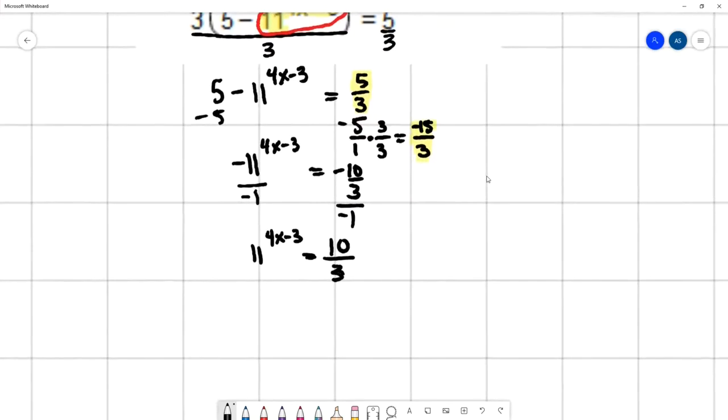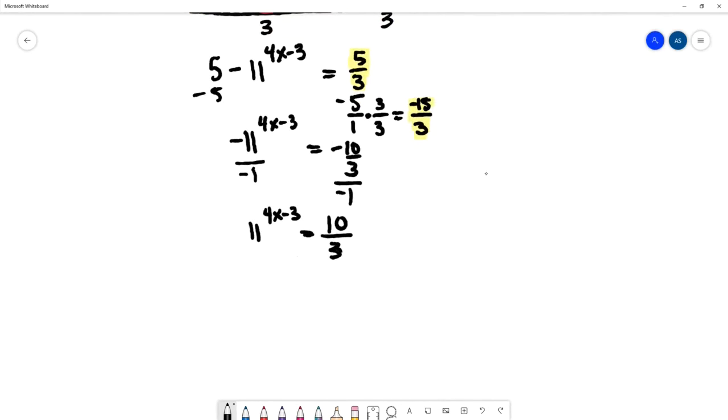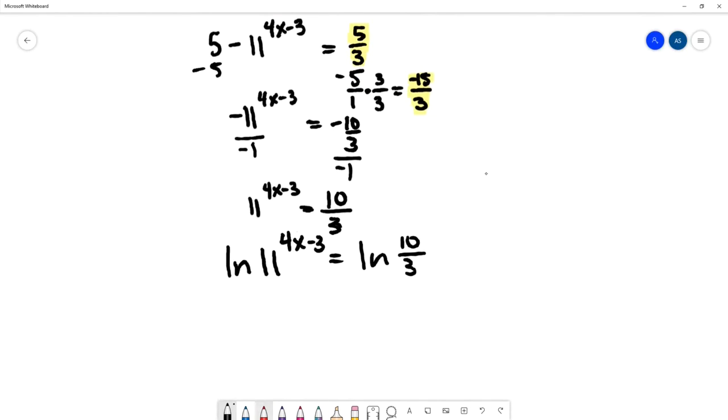And once we get that exponential isolated, we're going to use one of our methods for solving exponential equations. You can take the log of both sides or convert it to a log. I prefer to do the natural log of both sides since it's easier to input the answer in the calculator. I'll do natural log on the left, natural log on the right. That gives the equation natural log of 11 to the 4x minus 3 equals natural log of 10/3.